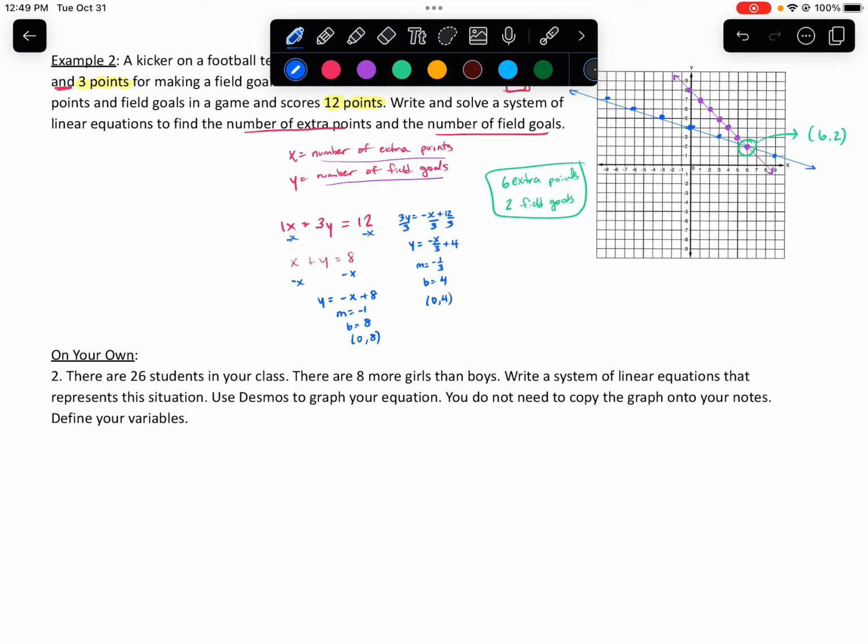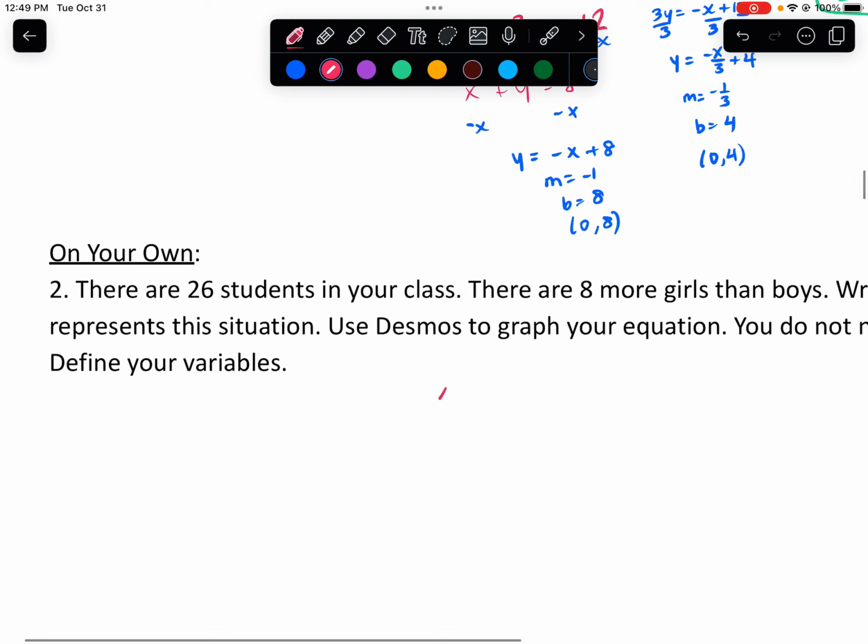All right, so let's get started with this one as well. There are 26 students in your class. There are 8 more girls than boys. Write a system of linear equations that represents the situation. Use Desmos to graph your equation. You do not need to copy the graph onto your notes. Define your variables. Say x is equal to boys and y is equal to girls.